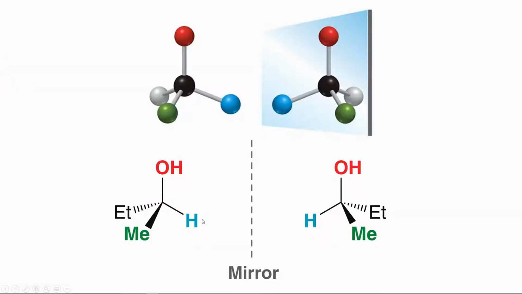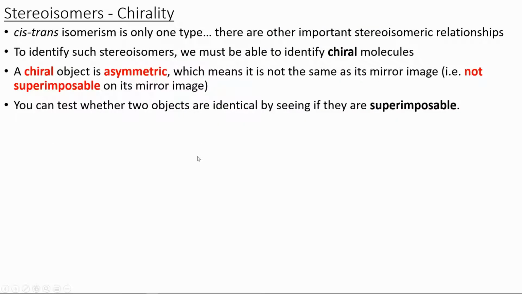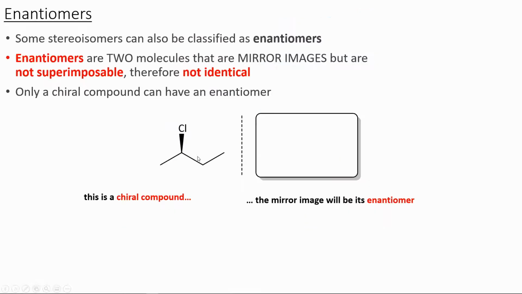So we can take a look at this molecule on the left here. This is a chiral compound. We can just draw the mirror image of it, and it's an enantiomer.